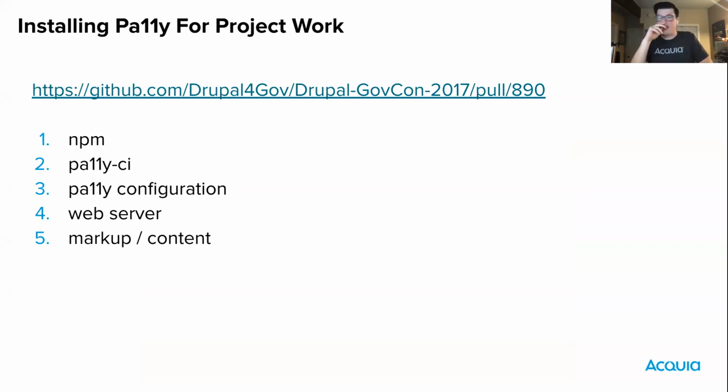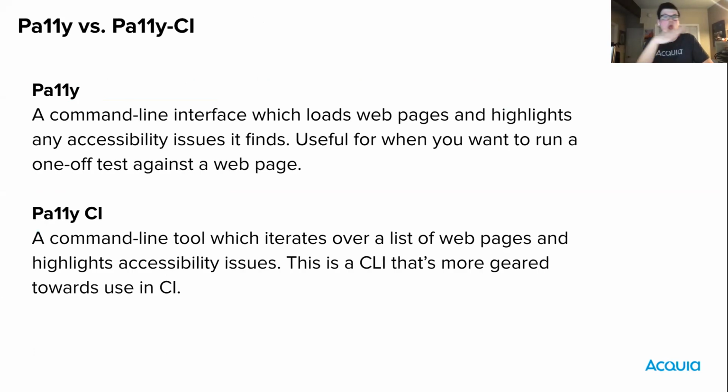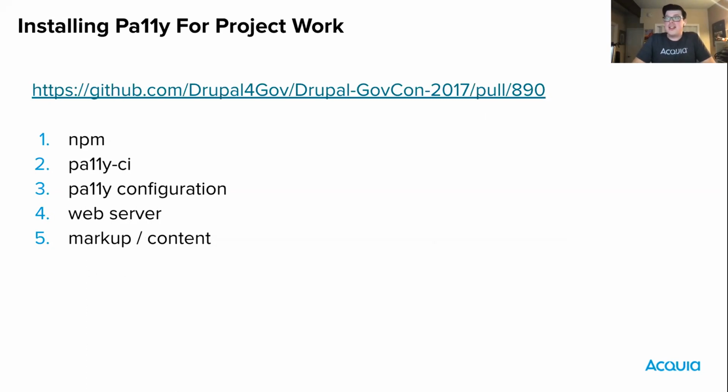In order for Pa11y to work during continuous integration, you need some sort of front-end task runner. We use NPM, you can use Yarn, you could probably even make it work with Composer if you really wanted to, but NPM by far is the easiest option. You need to add Pa11y CI. There are 2 libraries, I think I have a slide on that. There's the normal Pa11y library, and then there's Pa11y CI, which is a little bit more geared towards continuous integration. You need some Pa11y configuration to tell it what standard you're running against, where it needs to run, etc. And then again, for this to work, you need your web server, you need Drupal, you need your config, you need your content, etc.